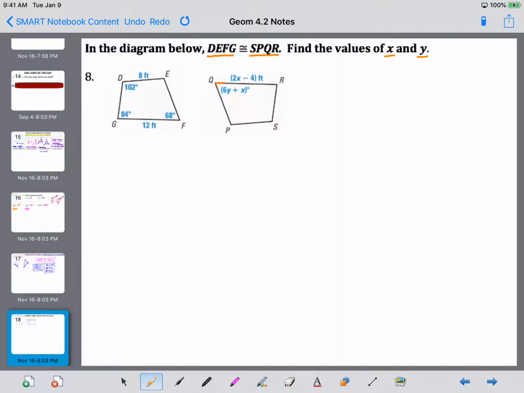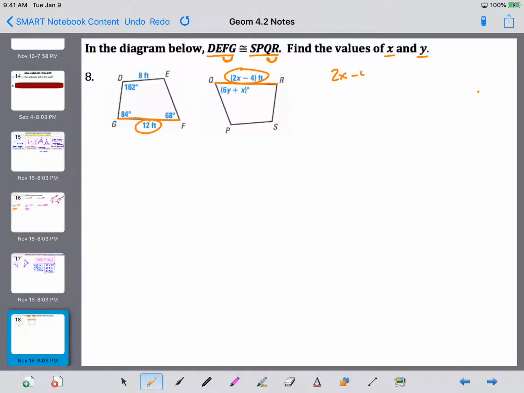So I noticed that in this second quadrilateral, they tell me that QR is 2x minus 4 feet. Well, QR are the last 2 letters here, so that is to match with side FG in this first figure, which I know is 12 feet long. So I can take this and set it equal to this to find x. So 2x minus 4 equals 12.